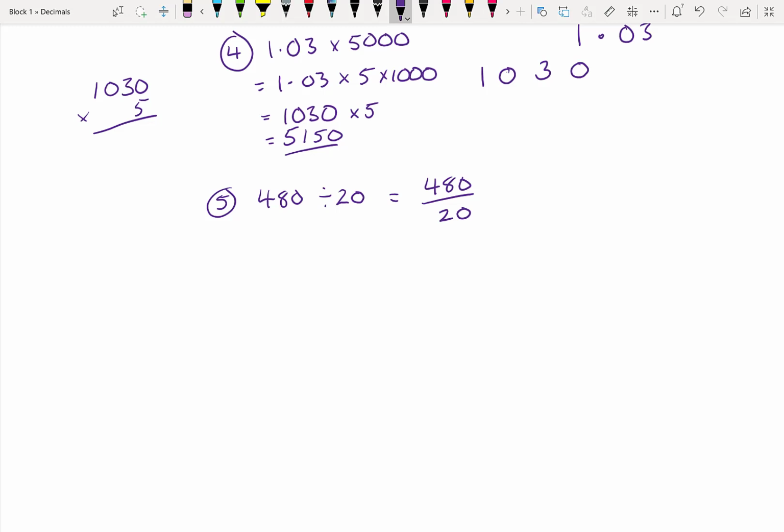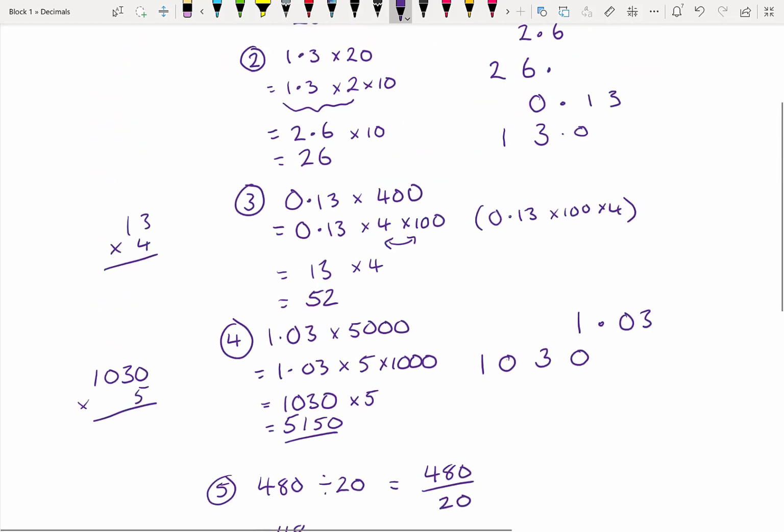First thing I'm going to do is divide the top and the bottom here by 10. So that is going to leave me 48 on the top and 2 on the bottom. And so now I'm left with something that says 48 divided by 2. And so what is 48 divided by 2? That's just 24. And that is my answer to the 5th one.